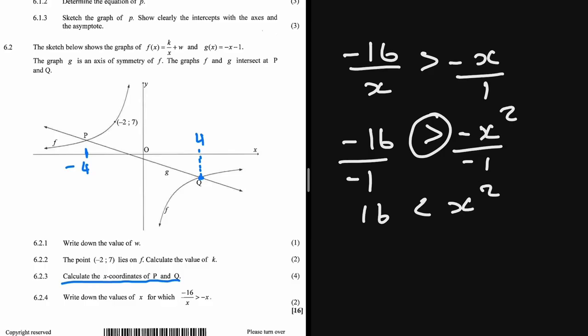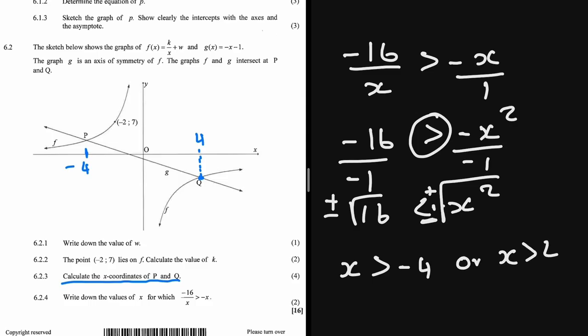Now when you get the values of x, you apply the square root on both sides. Remember, if you apply the square root, it's always going to be plus or minus. The values of x are going to be greater than that value, which is 4. The sign is bigger on the x side, so it's going to be greater than negative 4, or the value of x is going to be greater than 4. That is how you find those values of x.